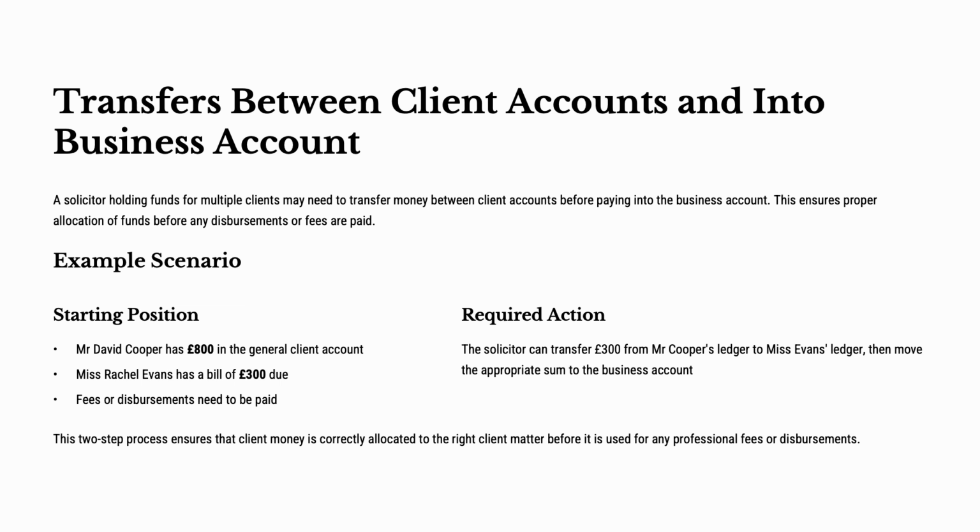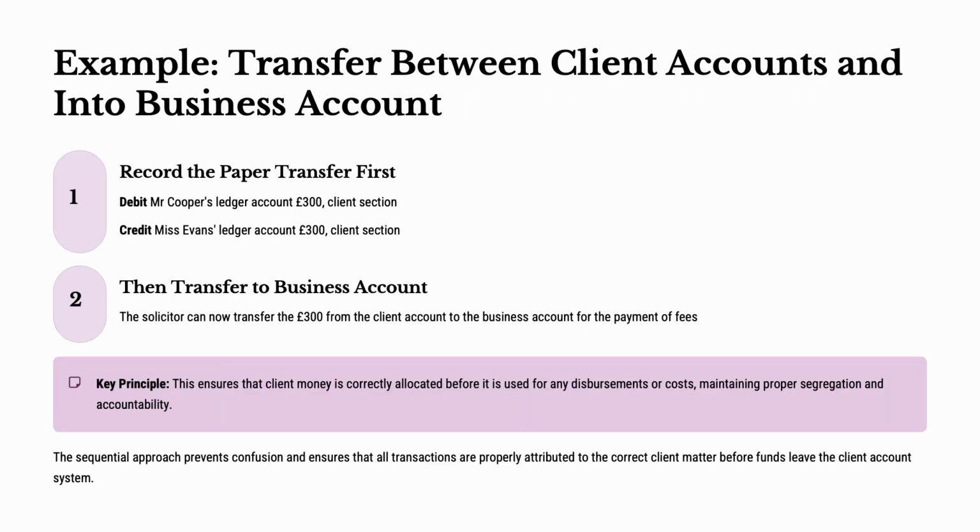Always follow the paper trail, like following crumbs back to the kitchen. So we've got this example here. The double entry for this scenario: first the paper transfer, debit Mr. Cooper's ledger for £300 in the client section, and credit Miss Rachel's ledger £300, once again in the client section.